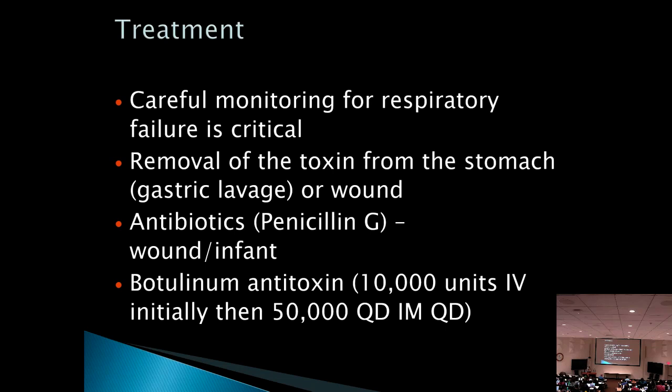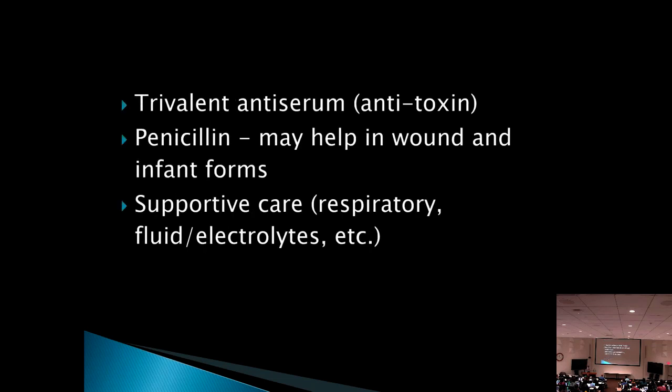If it's from GI ingestion, we'll do a gastric lavage just to try to empty the GI contents. And obviously, if they have a wound, you're going to clean the wound, and we'll typically give a patient penicillin, which can help. And there is an antitoxin, kind of an antidote to this. So we'll give that to block the effects of botulinum toxin. Again, the antitoxin, penicillin can help mainly with wound infection, and then just supportive care. These patients are going to do well. They just need a little bit of time to form new neuromuscular junctions.